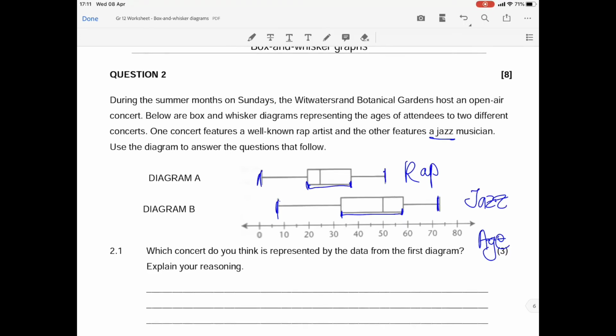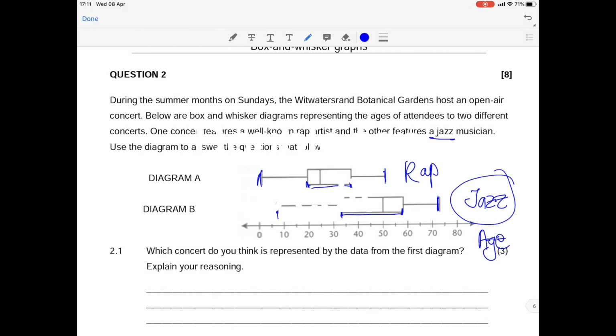So it doesn't actually matter how you explain it, as long as you just tell me in one way or the other that the jazz concert seems to appeal to more people of more ages because of its wider spread. Whether you told me about the difference between the first and the third quartile, your interquartile range, or whether you told me about the spread between maximum and minimum. But the answer is that jazz has got more appeal. And that, grade 12s, is the end of this discussion on Box-Whisker plots and your measures of central tendency.